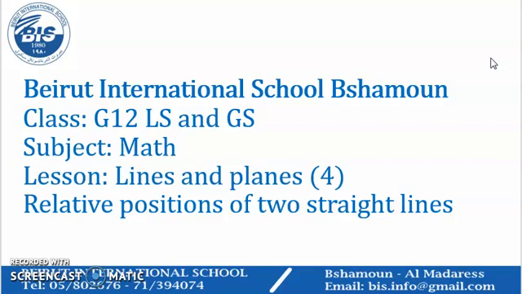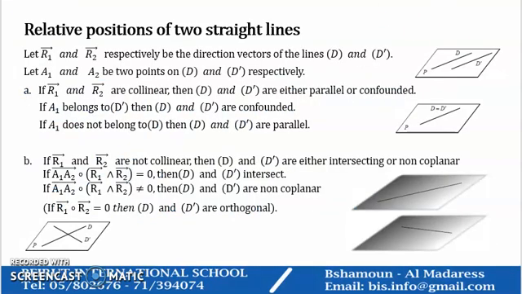Our lesson today is about the relative position of two straight lines in space. They are confounded, parallel, intersecting, or skew. This is what we are going to see in our lesson today.